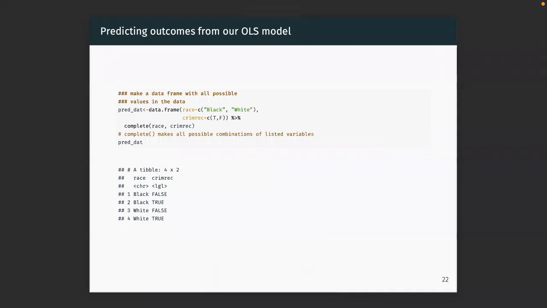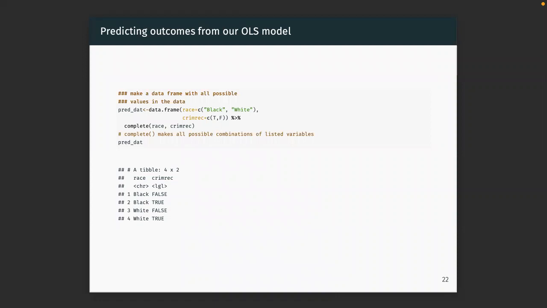So let's use our OLS model then to make predictions. We've already seen how we can do this using just the equation, right? We know that we can just solve for y hat using beta 0 and beta 1 and some value of x. But sometimes it's really helpful to do this more systematically, right? And maybe we want to make predictions for things that we didn't observe in the data, right? Maybe we want to make predictions for hypotheticals.